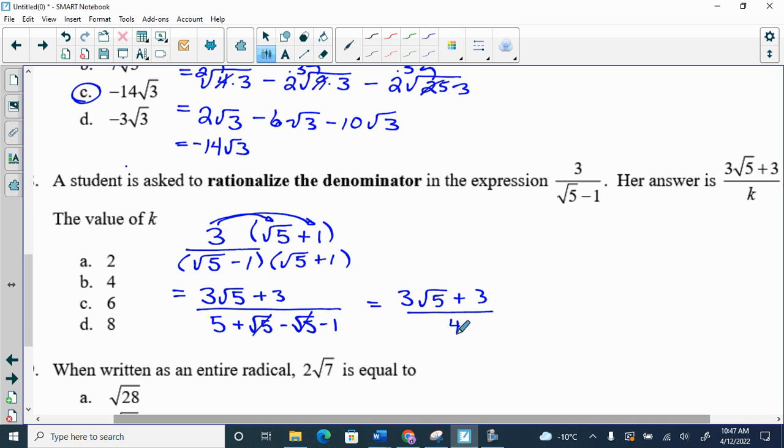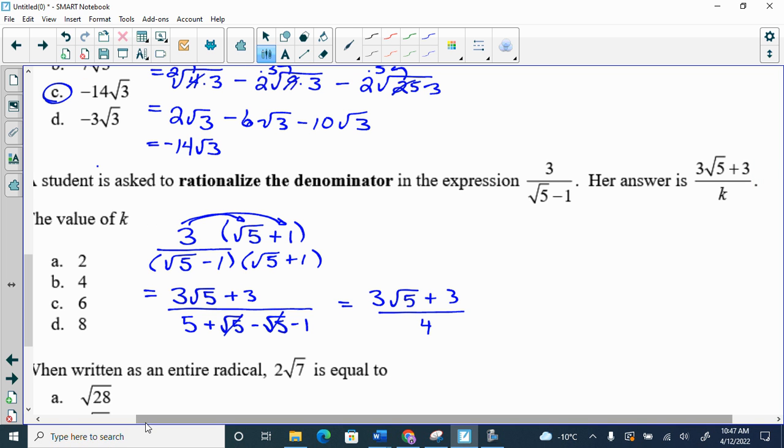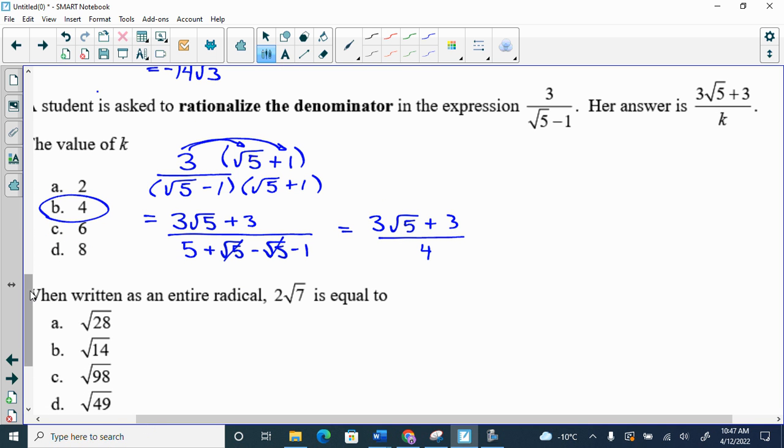And they want the value of k. So what's k? 4. Next they want an entire radical. Entire radicals, you just have 2 square root 7. So remember I told you to put the index. You raise these to the power of the index and bring them inside. So I'm going to get the square root of 2 squared, which is 4, times 7. So it's root 28.